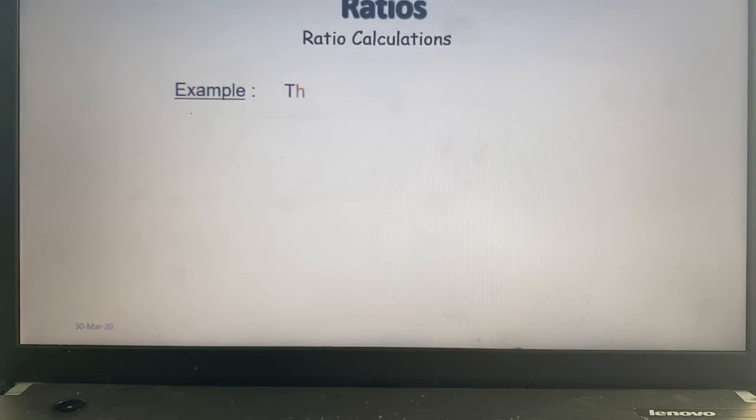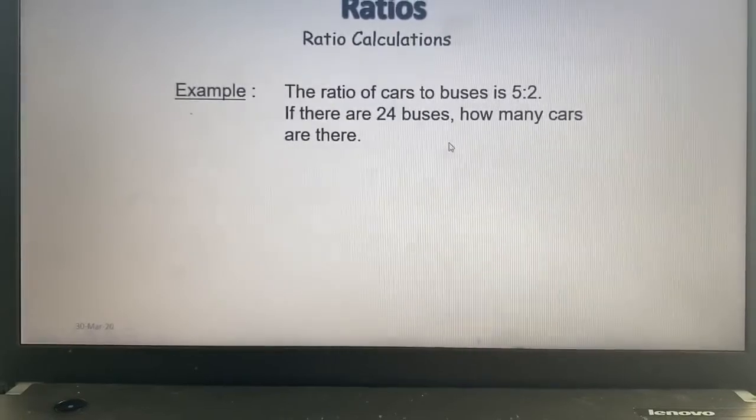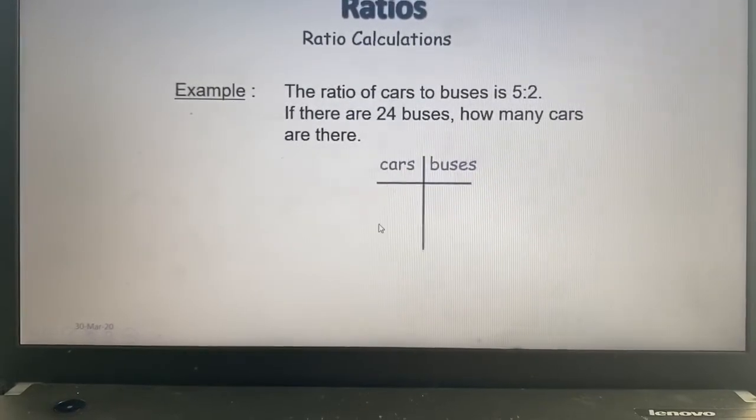Another example, ratio of cars to buses is 5 to 2. If there are 24 buses, how many cars are there? So we're going to set this up in exactly the same way with our table, except this time it's going to be cars and buses. Okay, and cars are 5 cars and 2 buses. So the 5 and the 2 will go in our table.